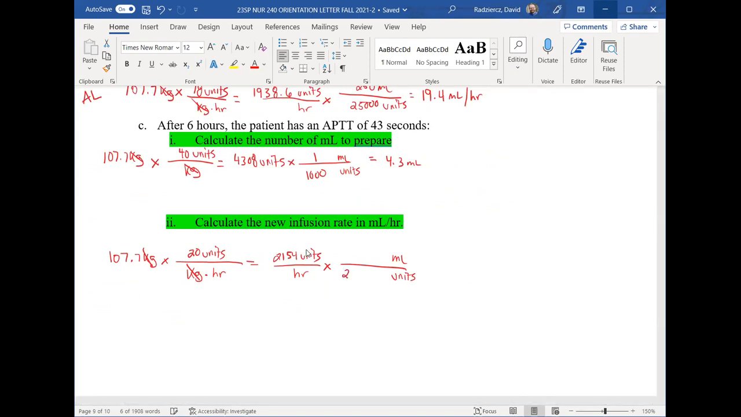25,000 units, 250 milliliters, half normal saline. And then I'll do my math, and I'm going to get 21.5, sorry, times 250 divided by 25,000. I was right. And you're going to get 21.54, but we're going to round that to just 21.5 milliliters per hour.